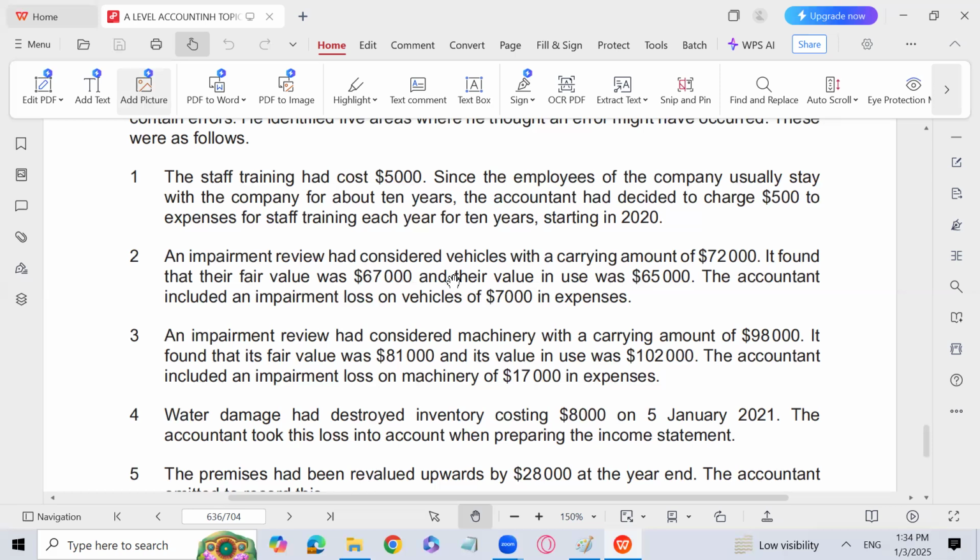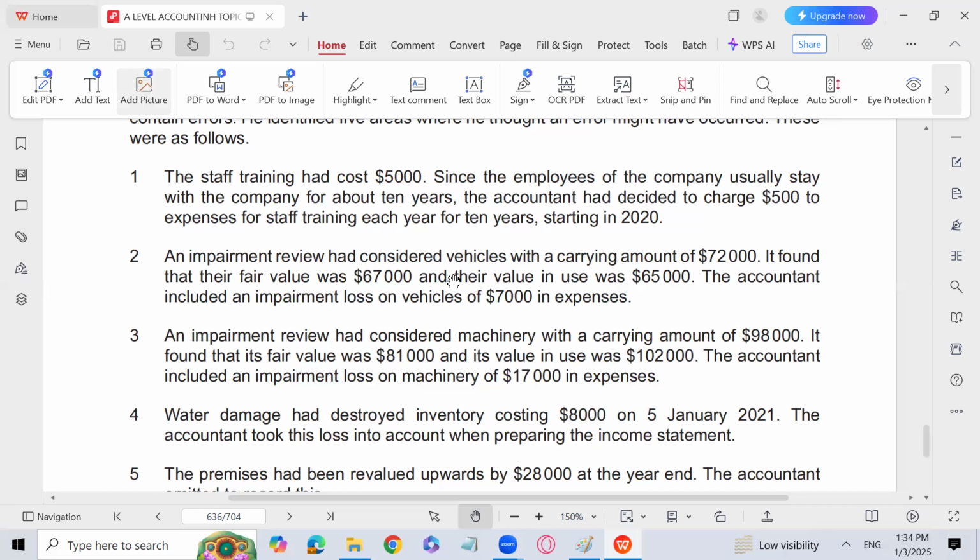Next, an impairment review had considered machinery with a carrying amount of 98,000. It found that its fair value was 81,000 and its value in use was 1,02,000. So obviously the higher of the two is going to be your recoverable amount. So 1,02,000 is going to be your recoverable amount, and the accountant included an impairment loss on machinery of 17,000 in expenses. So there is not going to be any impairment loss, because the carrying amount is less than the recoverable amount, right?